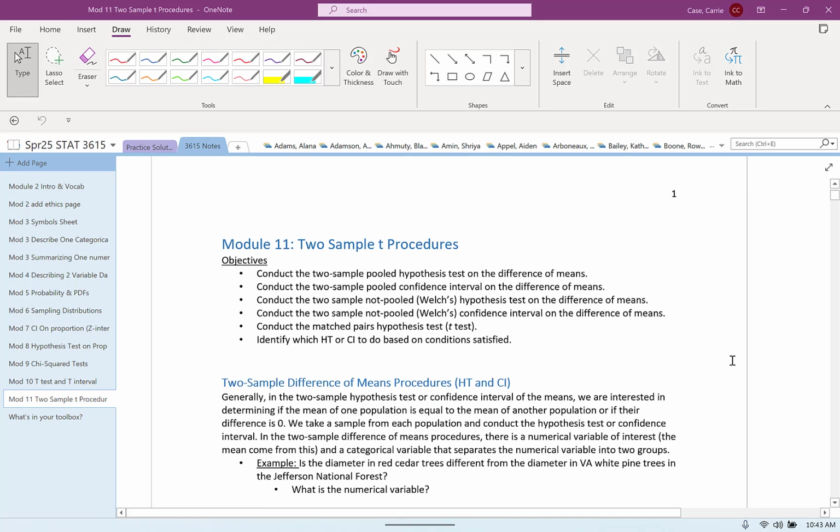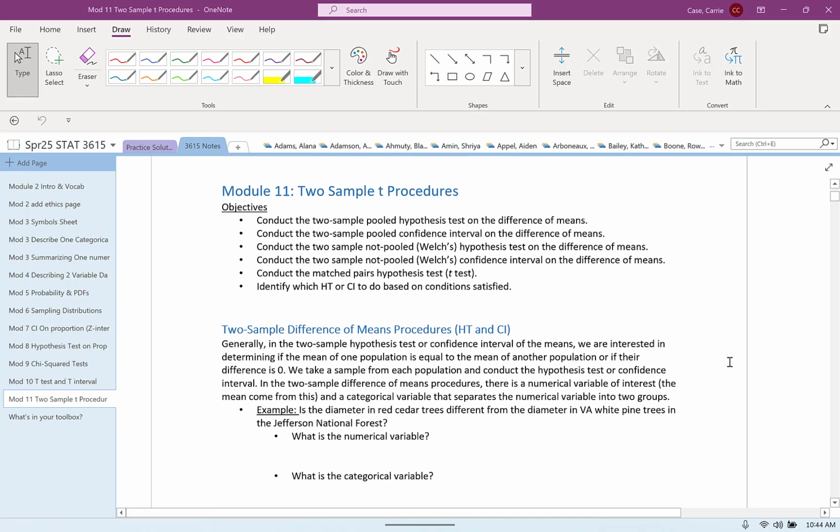Okay, so we are starting Module 11, which is two sample T procedures. We are going to be doing hypothesis tests and confidence intervals, and we are going to be doing the pooled hypothesis test on the difference of means. We're going to be doing the pooled confidence interval on the difference of means.